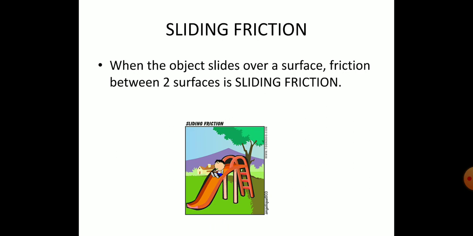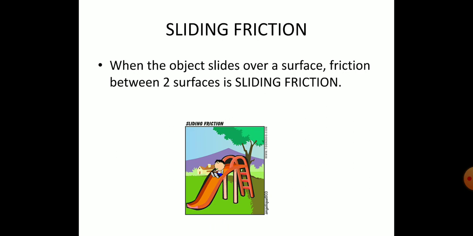Now coming to sliding friction, that is when the object slides. This slide you have seen in the parks, right? How are we sliding? We are sliding on that slide. So when the object slides, the surface should be in contact with the surface. The friction between the two surfaces is called sliding friction.